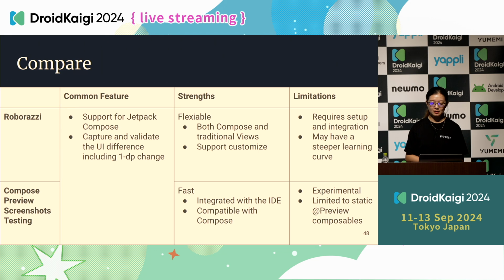For Roborazzi, its strength is that it's flexible and supports both Compose and traditional views. It also offers customization options. However, the limitation is that it requires a setup and knowledge of test frameworks. For CPST, the strength is that it's fast and integrated directly with Jetpack Compose, making it a very streamlined solution for testing. However, the limitation is that it's still experimental with some bugs.